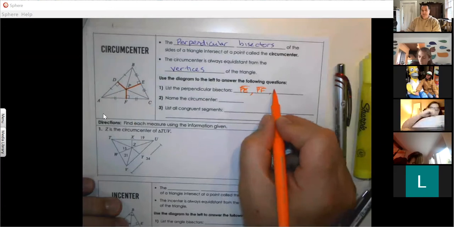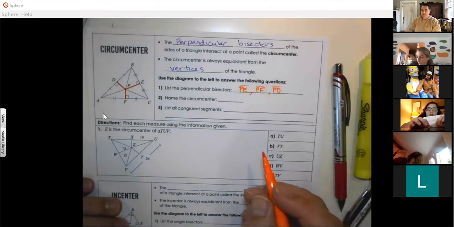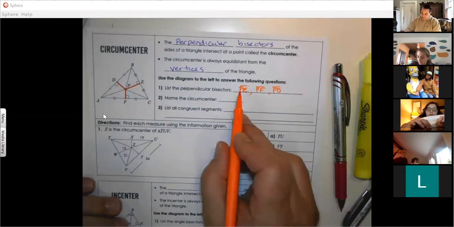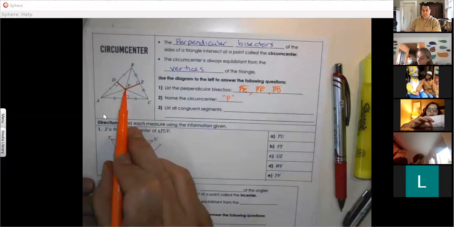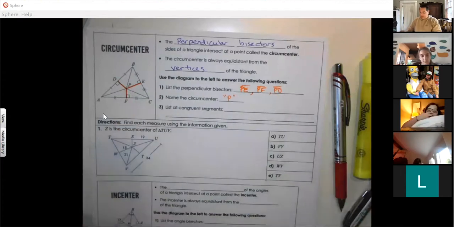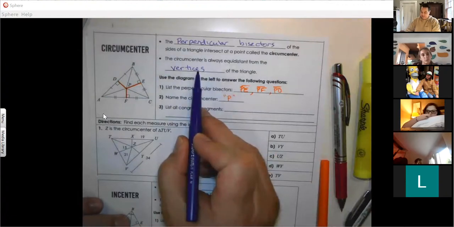And if those are 3 perpendicular bisectors, as we said, they all have a point of concurrence, and they all meet at one point. And since they've all got a P in them, we know that that point is P. That's our circumcenter. Once we've identified the circumcenter, we can then use it to say the conclusion part here, which is that it's always the same distance from the vertices.